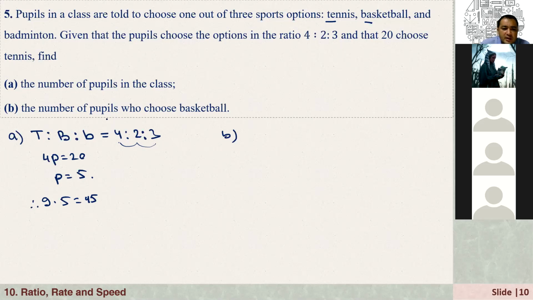And how about B, the number of pupils who chose basketball? Basketball is the second one, it is only 2 parts. So basketball is equal to 2 times p, and p is equal to 5. That's equal to 10 pupils who chose basketball. Okay. All right, good.